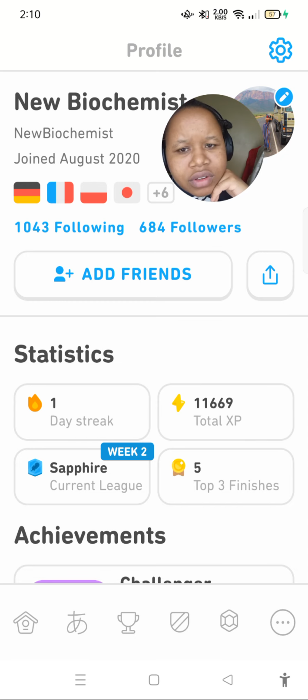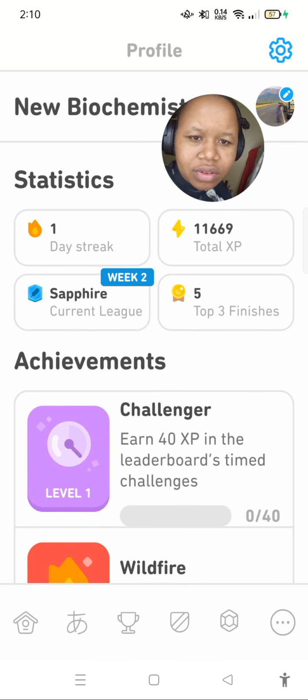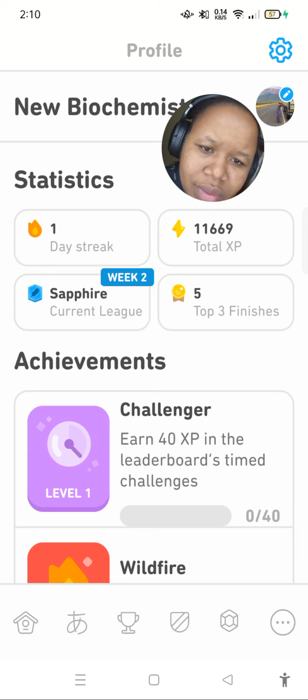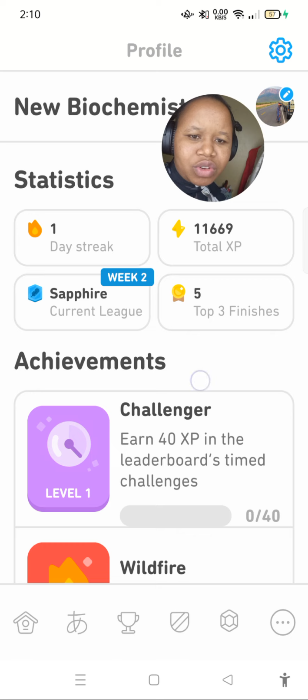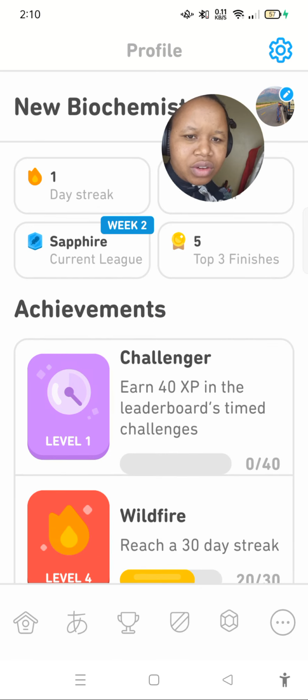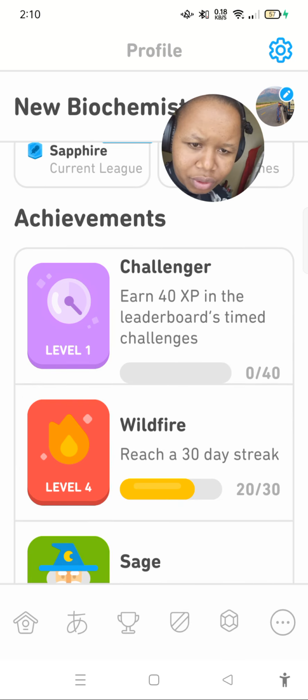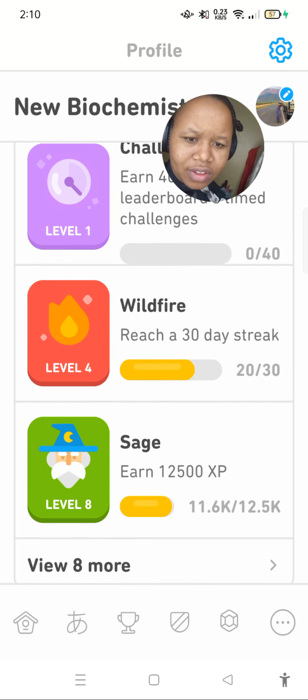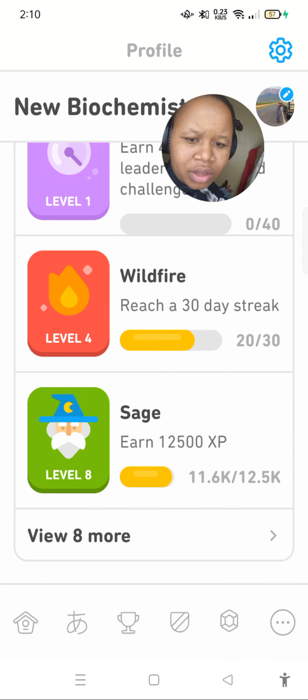And I'm following more people than I have. I can add friends. I can search for people if I know their username. I joined 2 years ago. I'm in a very low league, because I've not been doing much. You can see my total XP. You can see my top 3 finishes. I've finished 5 times, I think, in the top 3 before, when I was very active. You can see the achievements that I have.